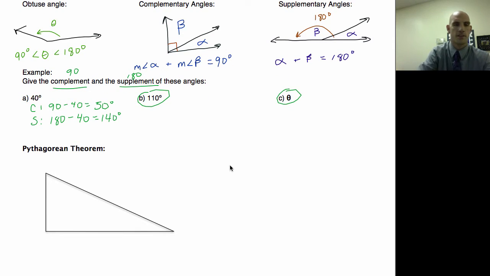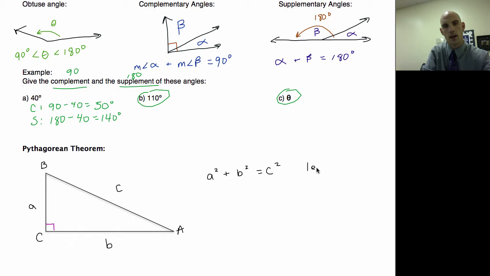Last piece, Pythagorean Theorem. Pythagorean Theorem has to be a 90-degree right triangle. What I'm going to do to generalize the Pythagorean Theorem is I'm going to label these sides a, b, and c. I'm going to label my vertices A, B, and C. Notice I have my small letters across from my capital letters. The Pythagorean Theorem has to be a right triangle, and it also works with the side lengths. And I'm going to say a squared plus b squared is equal to c squared, or leg squared plus leg squared is equal to hypotenuse squared.